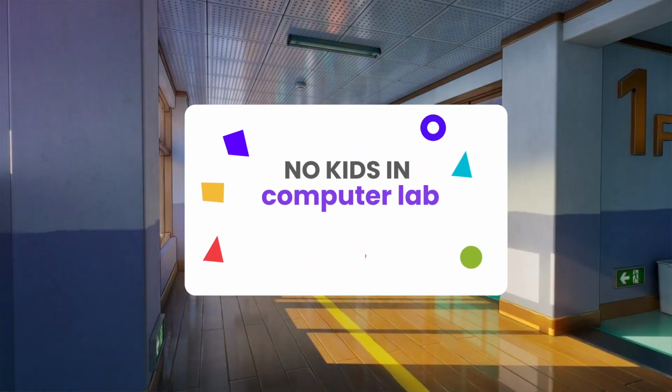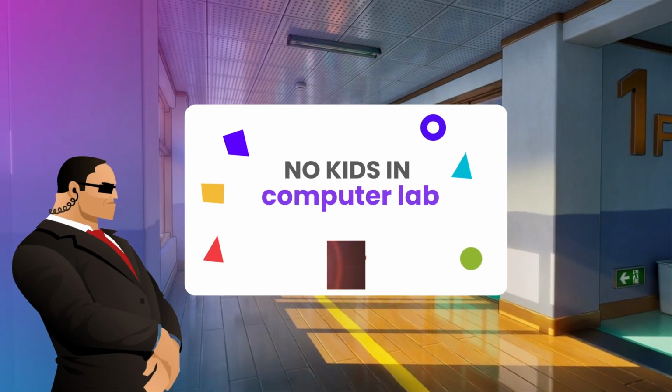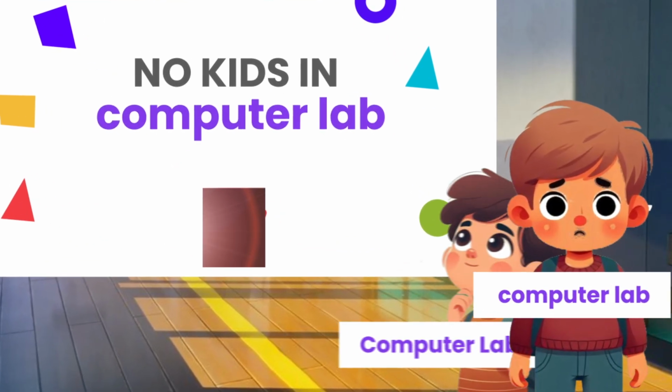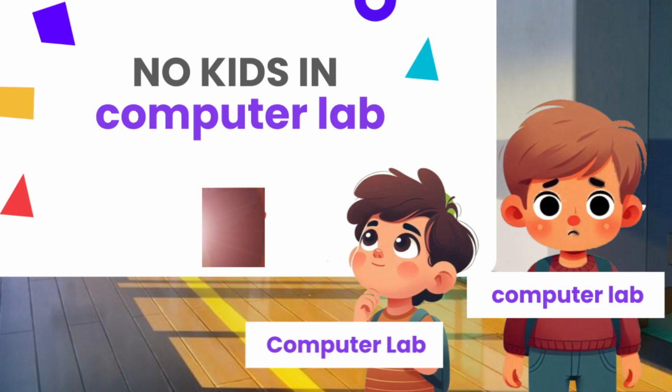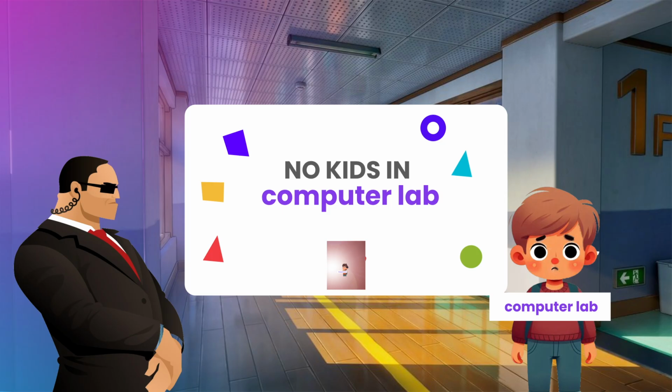Let's break it down. Imagine a hallway with a sign that says, "No kids in computer lab." Spelled exactly like that, all lowercase. But the door guard only checks for that exact spelling. If the kid writes Computer Lab with a capital C on their pass, the guard doesn't recognize it, even though it's the very same room, so they walk right in. That's the bug.